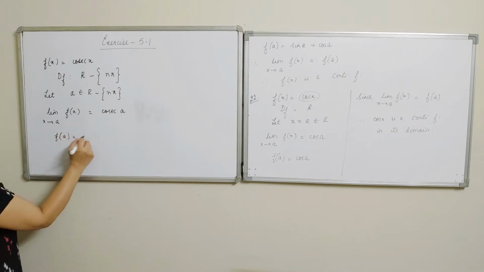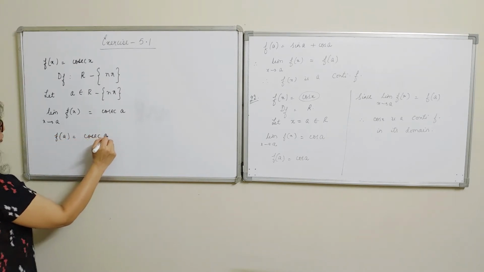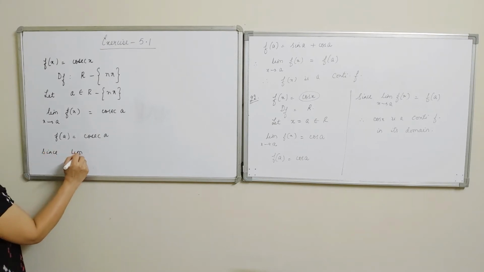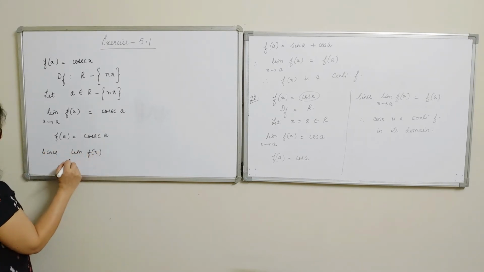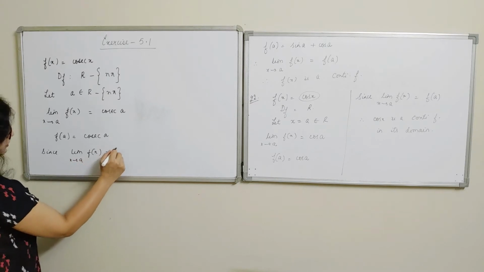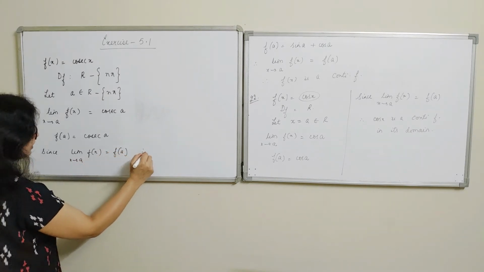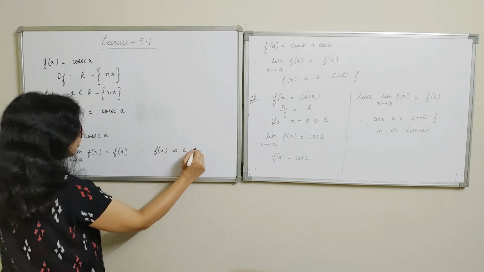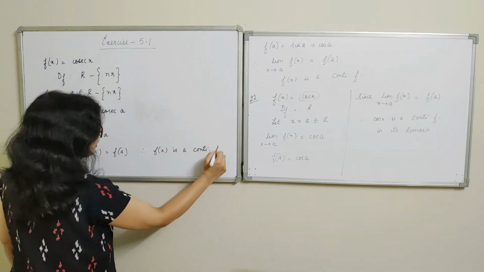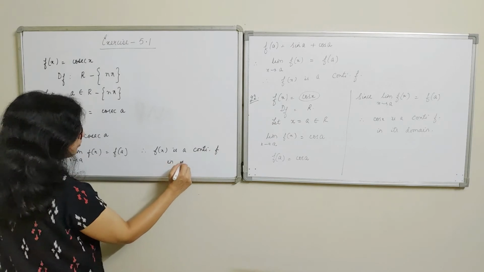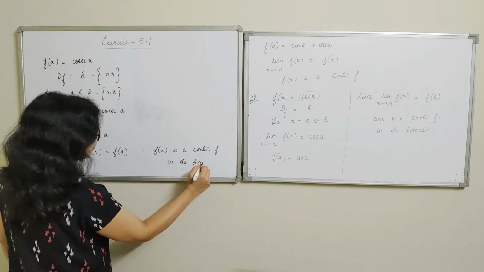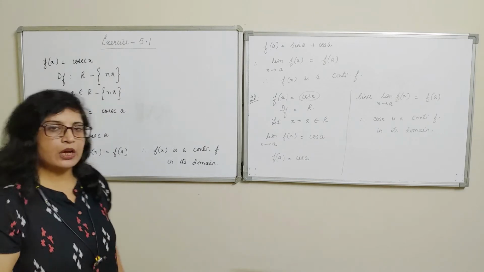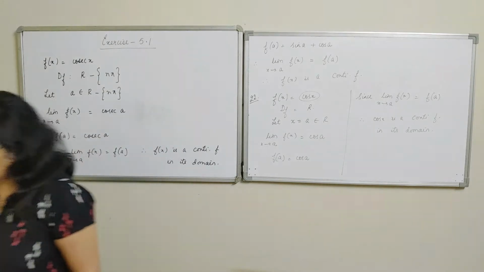Likewise, the value of the function is again cosec a. So since the limit of the function when x tends to a is equal to the value of the function, therefore the function f(x) is a continuous function in its domain. So this way you can try out the other parts of the same question.